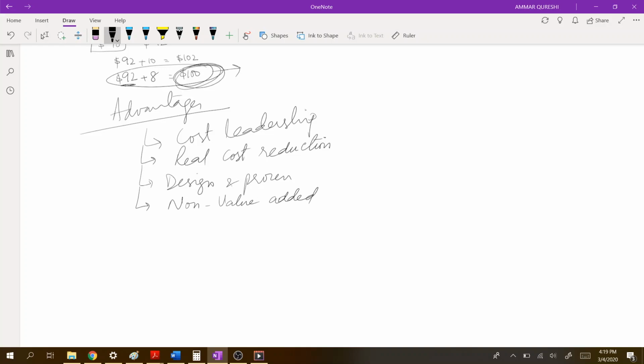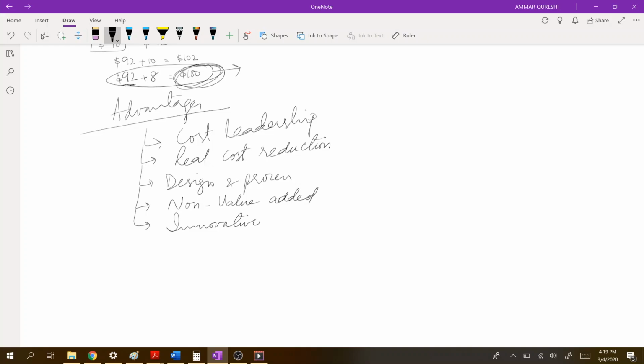Non value added activities have been eliminated, right? Because these are activities which consume our resources but do not add any value to the product. So we eliminate them, or reduce them to the maximum level, so that our resources do not get wasted, right?